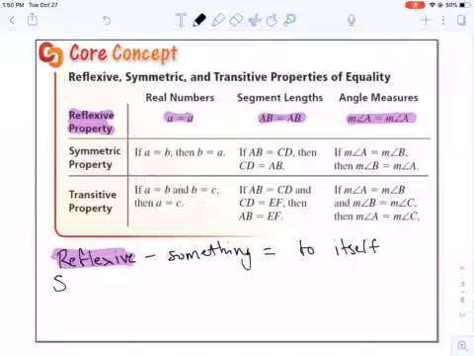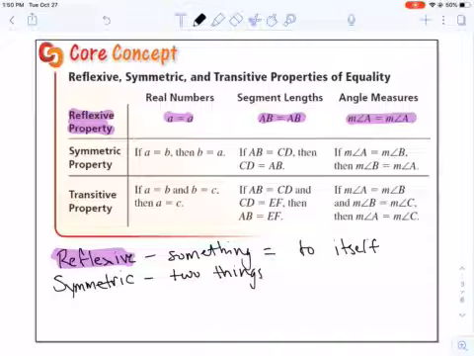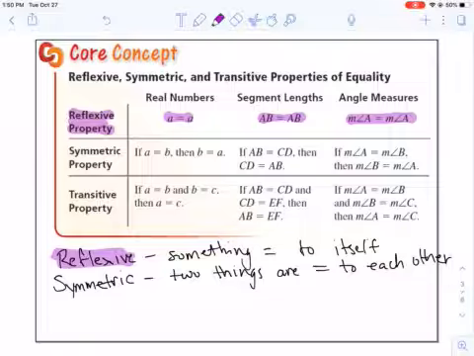The next one we have is symmetric, and this says two things are equal to each other. Some people also call this the flipping property, because basically you're just taking the equal sign, what's on it, and flipping its sides. So A equals B, so B equals A. AB equals CD, so CD equals AB. The measure of angle A equals the measure of angle B, so the measure of angle B equals the measure of angle A. And that's symmetric.